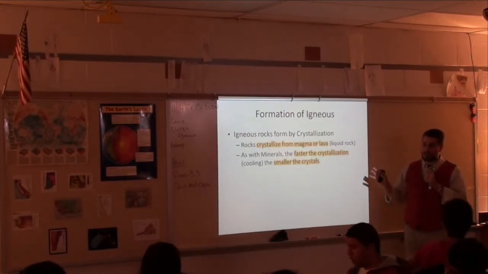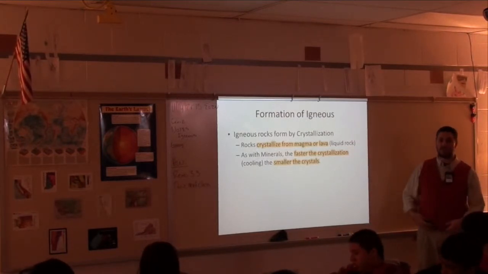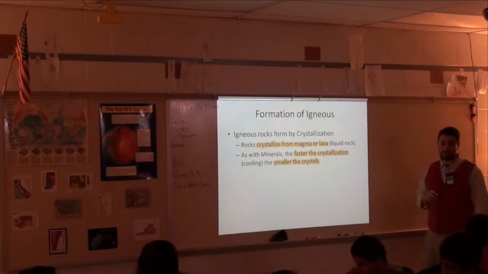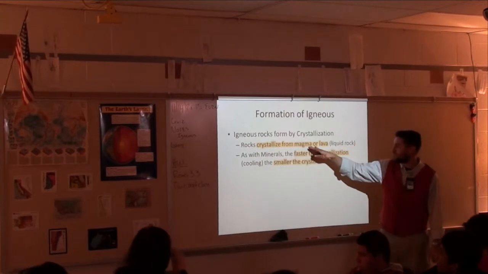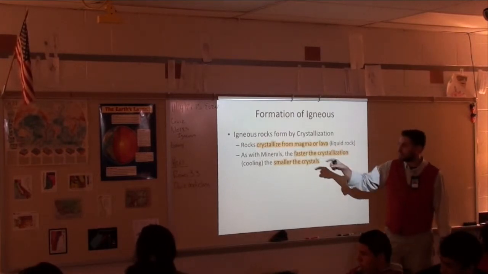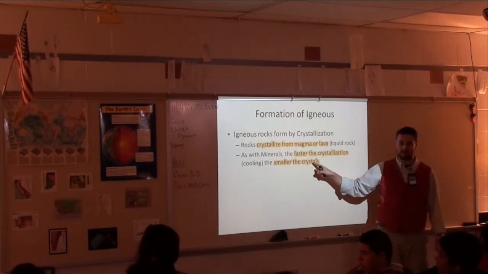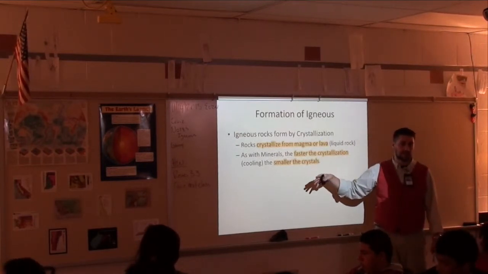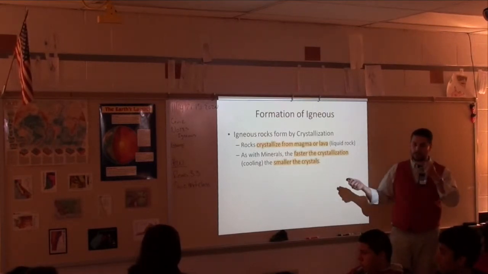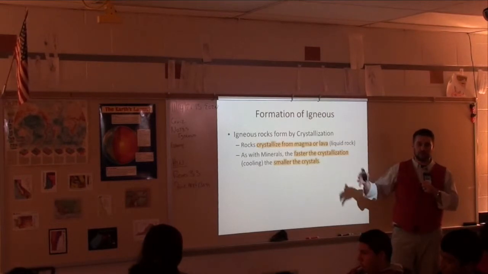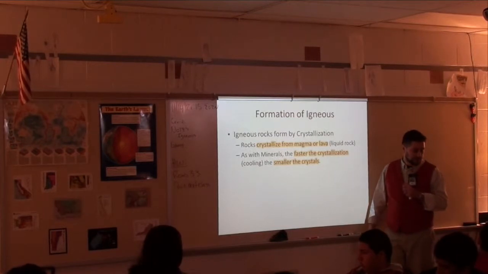The formation of igneous rocks. This is everything we just said. So if you're having a hard time summarizing, this should have been your summary. I said that rocks crystallize from magma and lava, which is liquid rock. I said that like minerals, the faster they crystallize, the smaller the crystals, and the slower they crystallize, the bigger the crystals. Does that make sense? So as we're learning how to summarize, this is kind of what you should be doing.